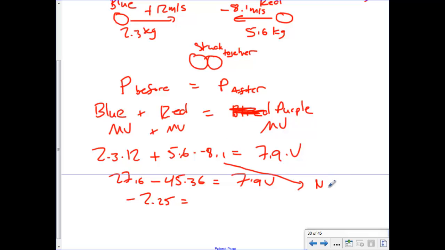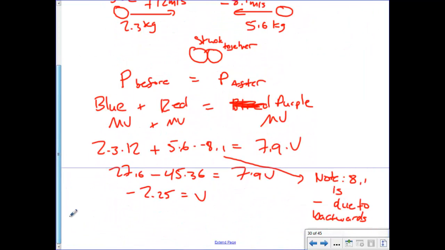I put a little note here: 8.1 is negative due to backwards. Don't forget that. That's huge on this, right? Keeping track of which direction it goes. I got 2.25, which I'm thinking I screwed up sig digs. I only get 2 sig digs. So 2.2. I have 2.248 myself. So the 4 would have rounded up to a 5, but not the 2 up to a 3. Thanks, Heather.